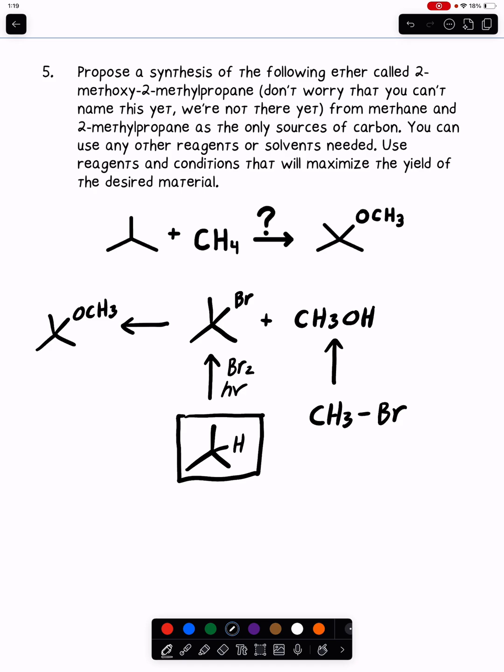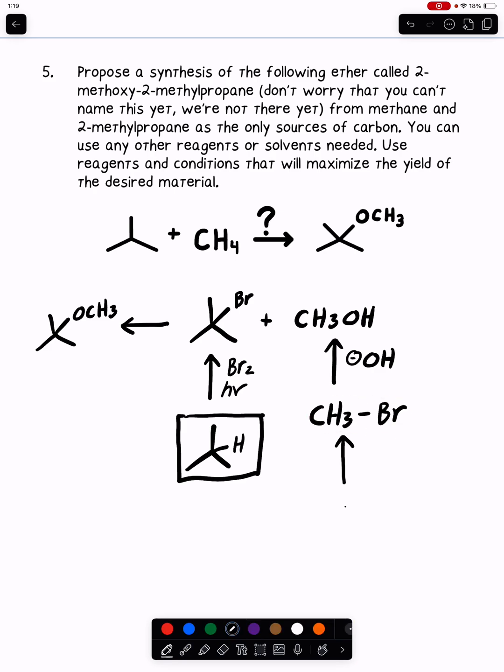Then I got to think about, what did I make it with? What reagents did I use? Did I use water? No, water's not strong enough to go in there and kick out that bromine. But the conjugate base of water, hydroxide, is absolutely capable of attacking this carbon and kicking out this leaving group in an SN2 fashion. So I can use something like sodium hydroxide or potassium hydroxide in some sort of SN2 reaction. But now I have to explain, how did I get this structure here, bromomethane?